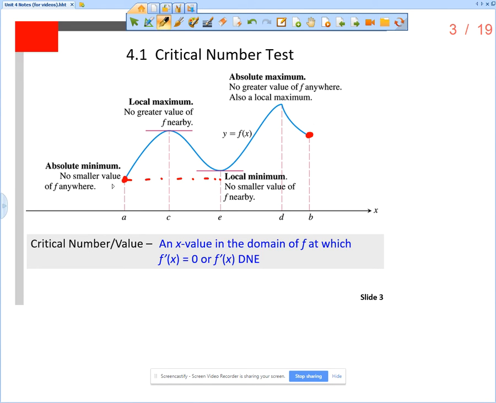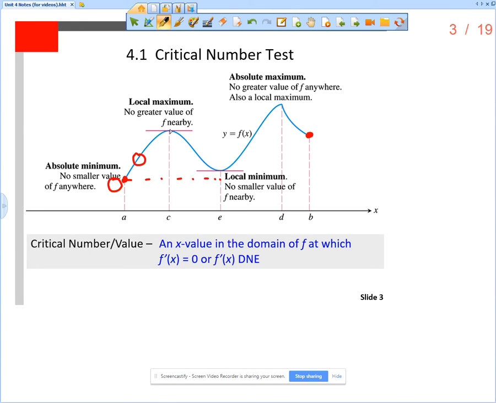But it is not a local minimum. Why is it not a local minimum? Because I cannot put an open circle on the left of A for which f of A is in fact the lowest value. So that's important to remember. Endpoints are not going to be local or relative minimums, or maximums.